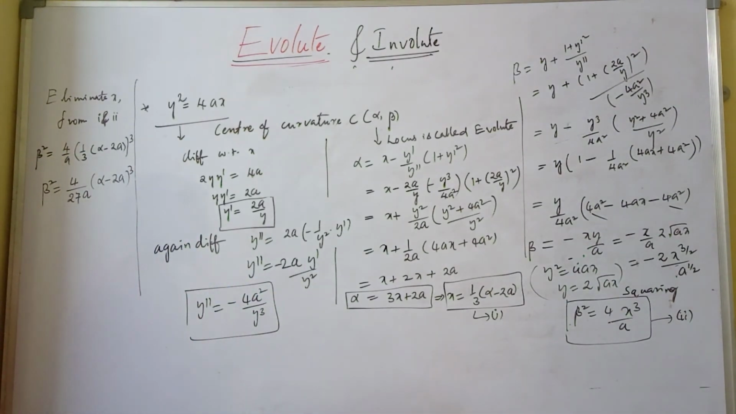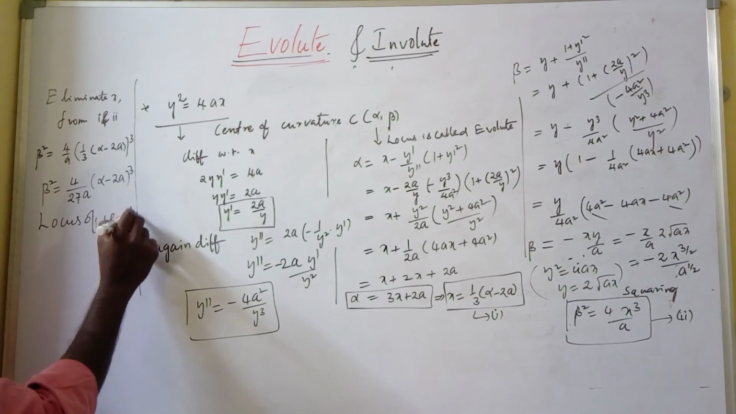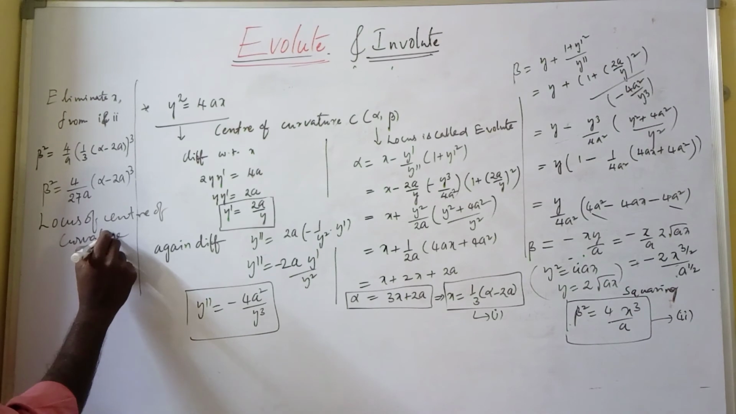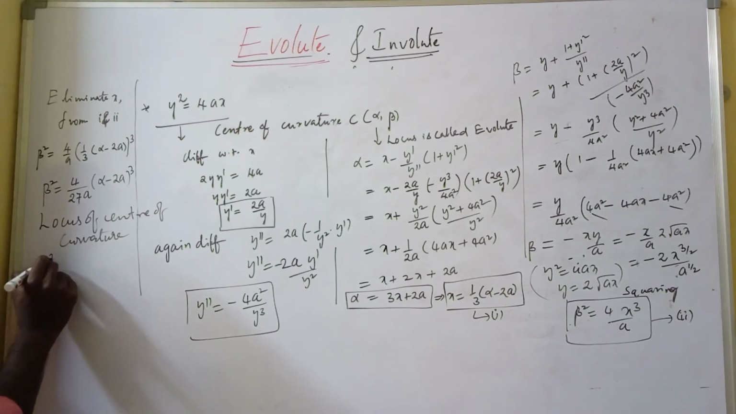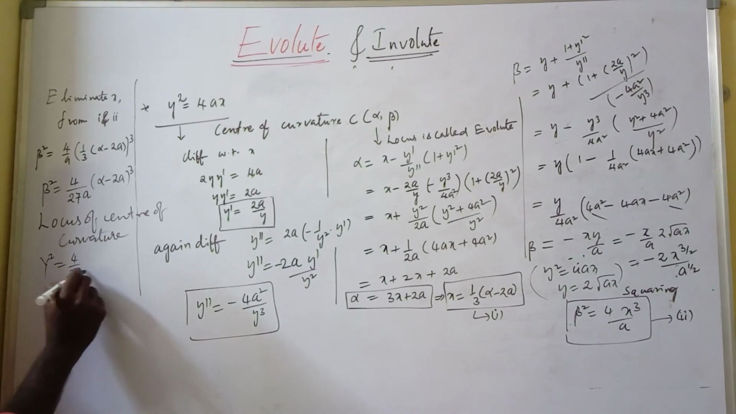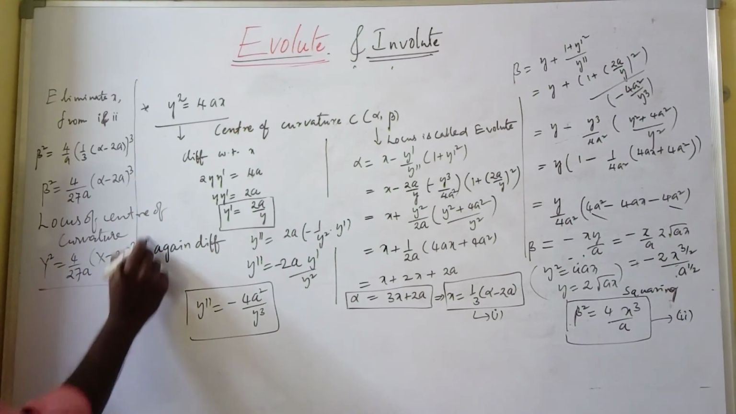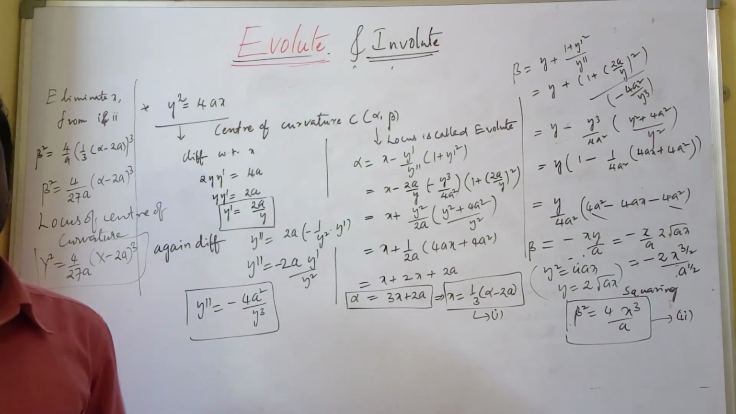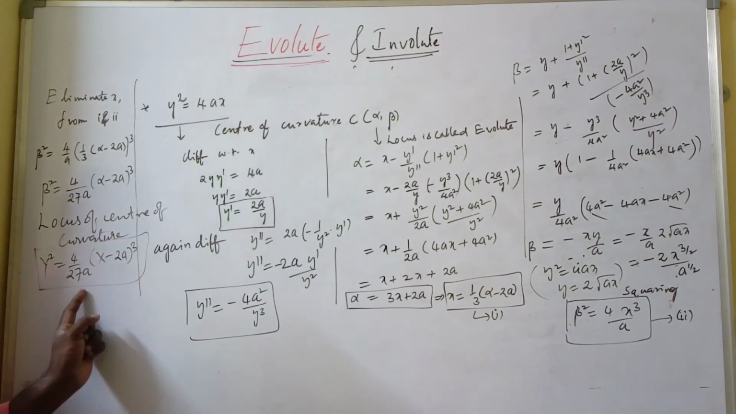Now you should write the locus. Locus of center of curvature is y power 2 equal to 4 by 27a, next x minus 2a whole power 3, is the answer. When you write the locus of the center, you should replace beta by capital Y and alpha by capital X. That is the locus of the center of curvature. So this is the final result for the given problem.